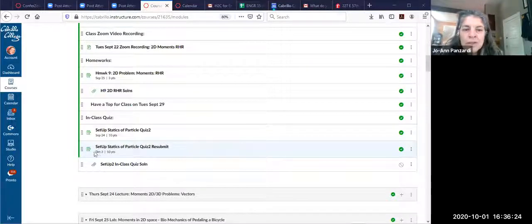So even though the quiz is just the setting up part, the setup, remember, includes given and find, the table, and the free body diagram. The interview that you're doing with me is the given and find, the table, the free body diagram, and then we go ahead and do components and do the equilibrium equations for solutions. So just make sure that when you're coming to the interview, you remember that it's a statics of particles problem. So the resubmit is due on October 3rd.